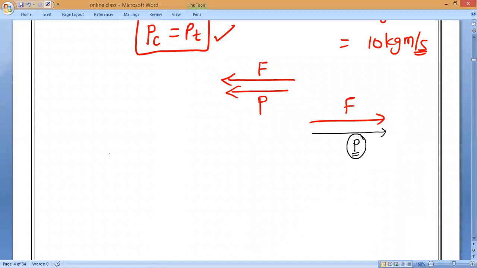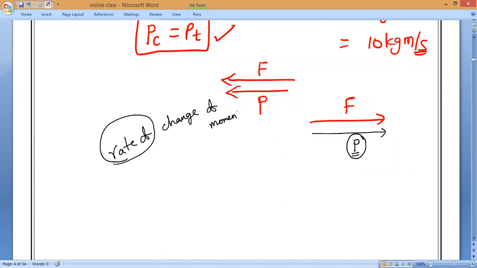Now, as I told you, what do you mean by rate of? Rate of change of momentum. Please remember, whenever you get a rate of, it is with respect to time taken. That is the first thing you have to remember. Okay, guys?